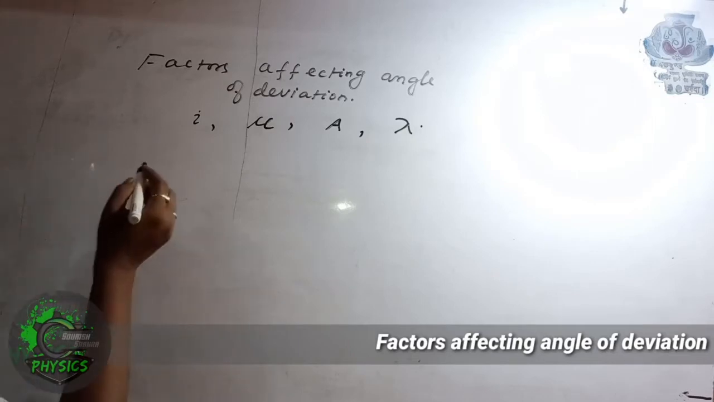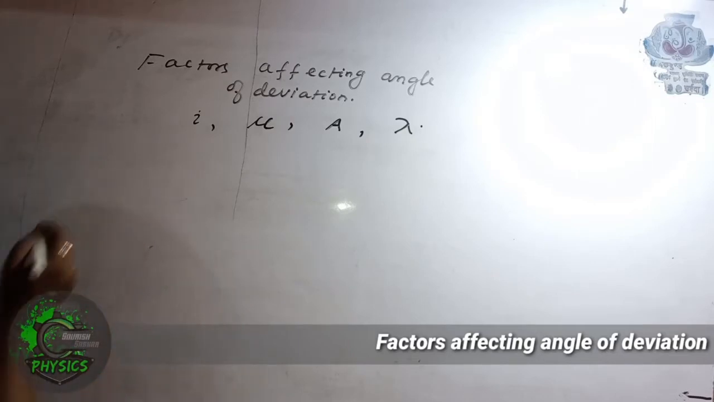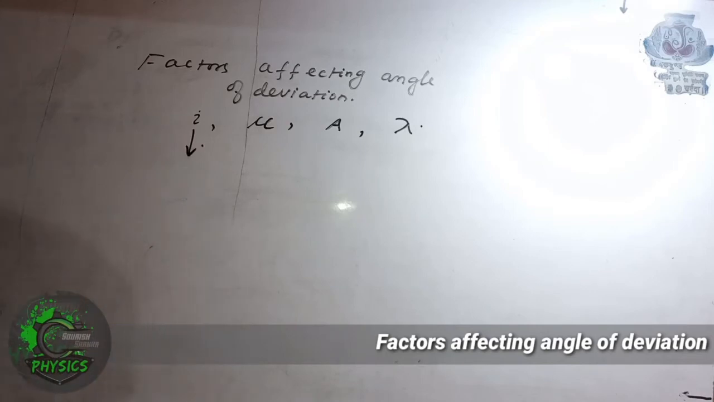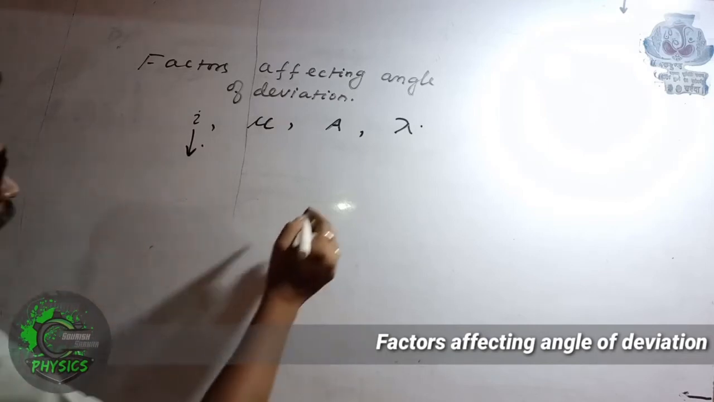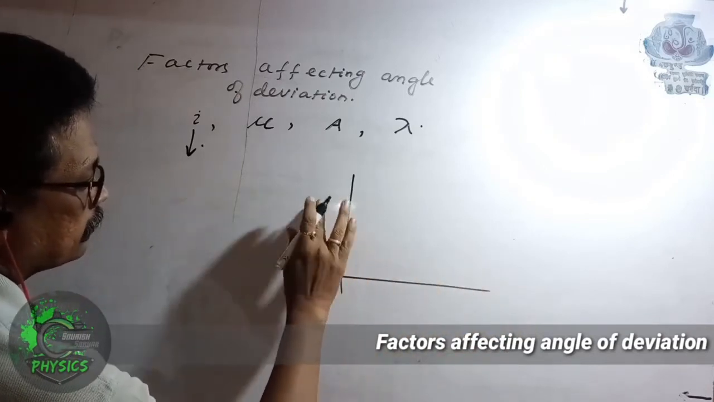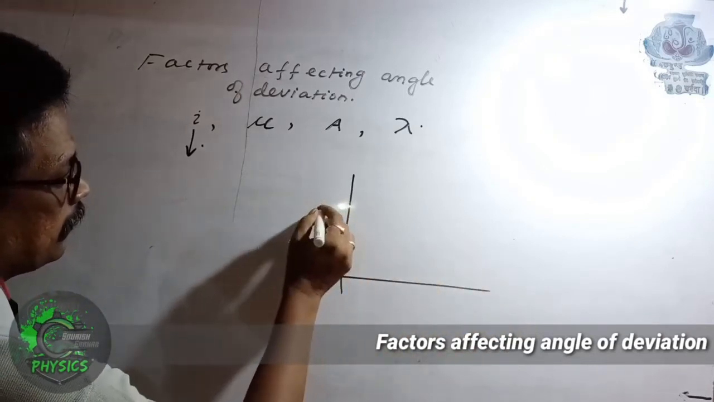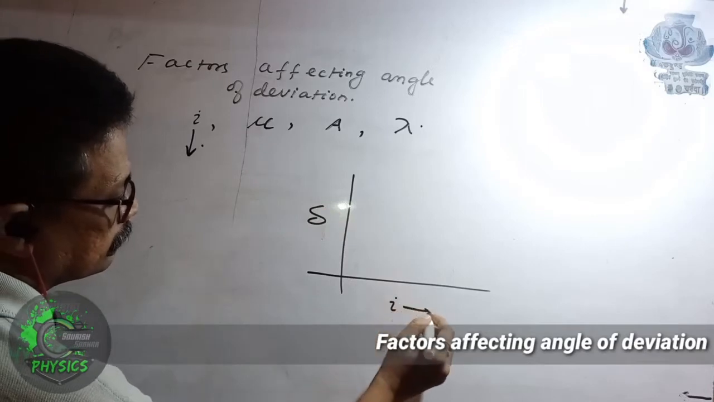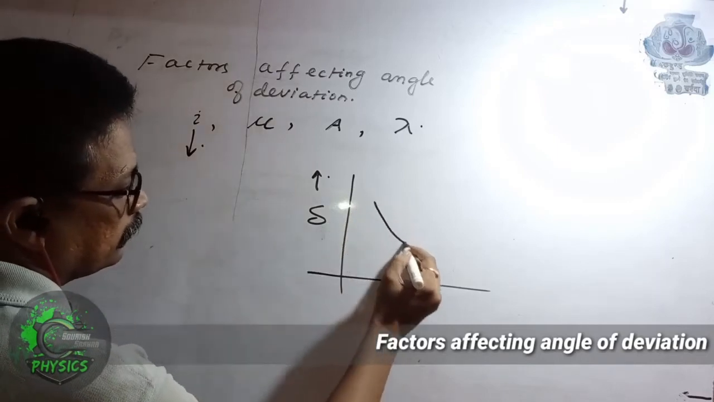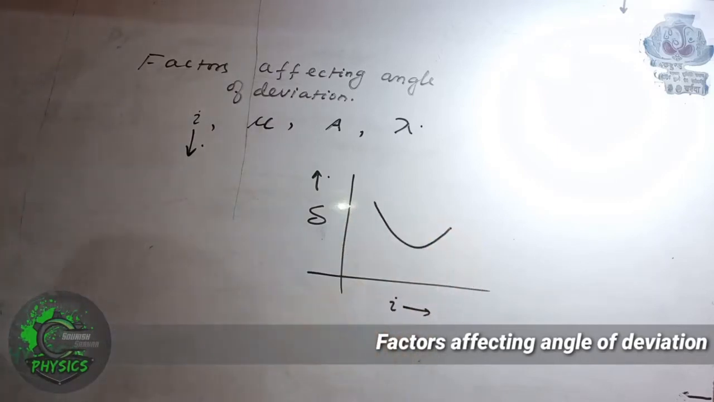So let us discuss how the angle of deviation depends on the angle of incidence. This is the first one we are going to discuss. If for different angles of incidence I, we measure the angle of deviation and plot it graphically, we get a graph of this nature.